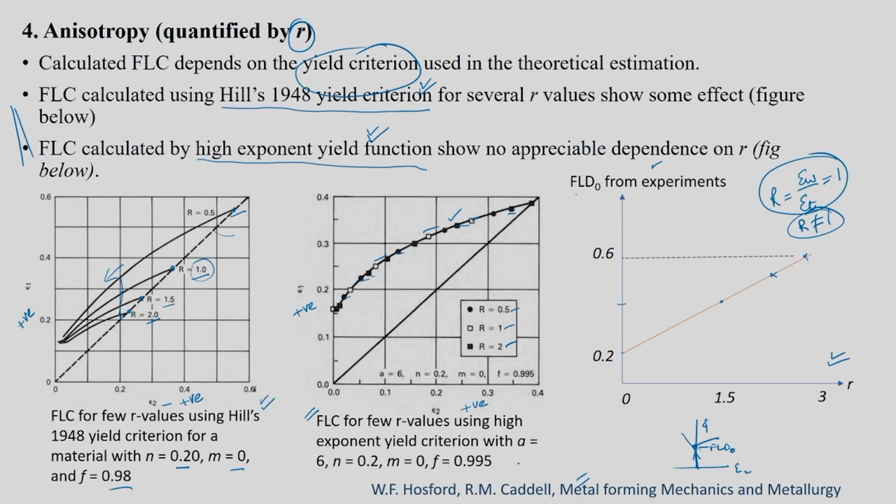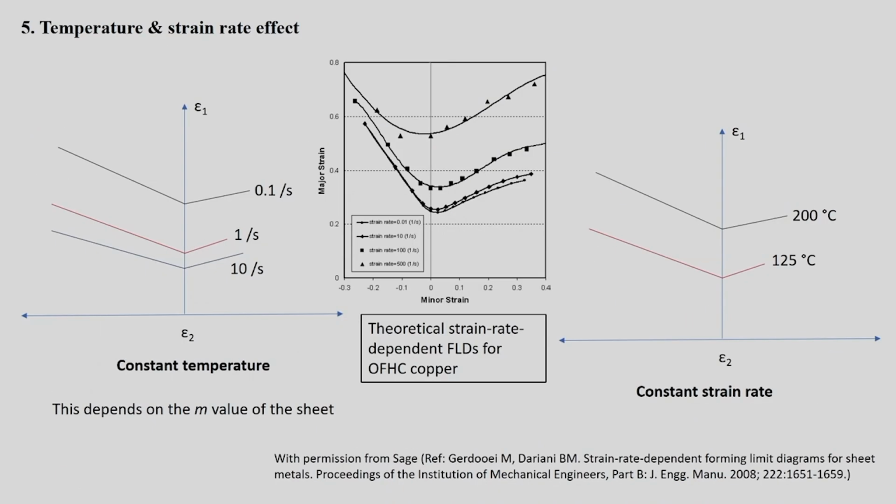And for this calculation in the yield function, they have used, let us say, A is equal to 6. There is a parameter called A which is kept as 6, and the n value as 0.2, same as this, m as 0, same as this, and f is a little bit increased. Instead of 0.98, we have used 0.995. Okay, so the effect of R value is a little tricky, and it depends on the yield function you choose, because different yield functions have different accuracy of predicting the forming limit strain, and two such examples are shown here.